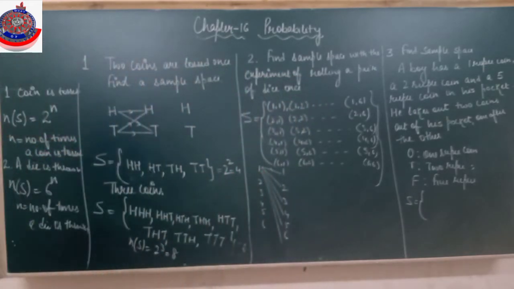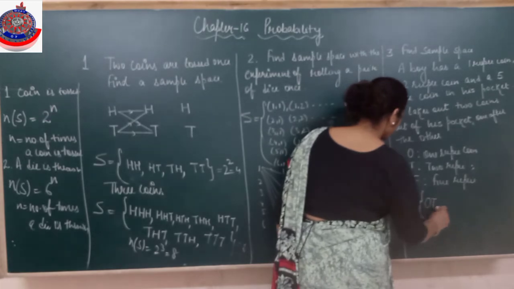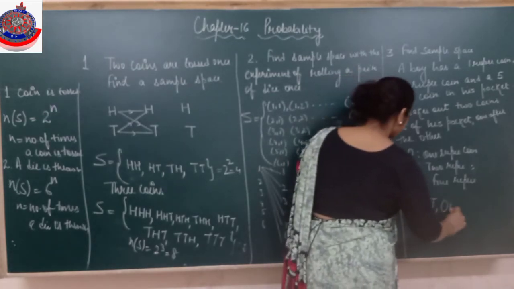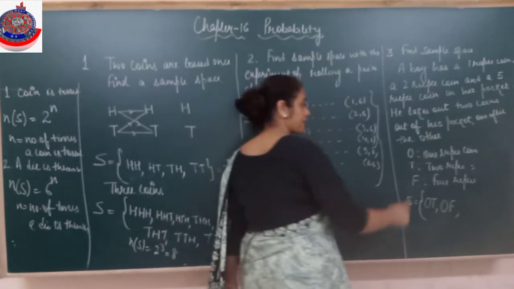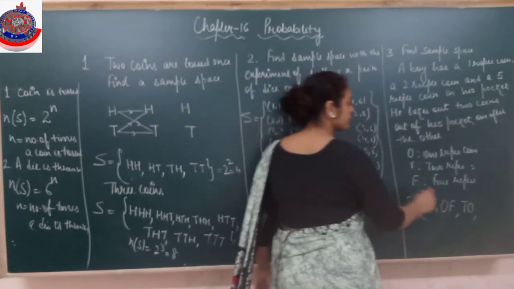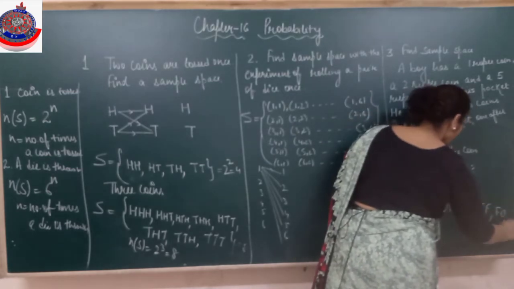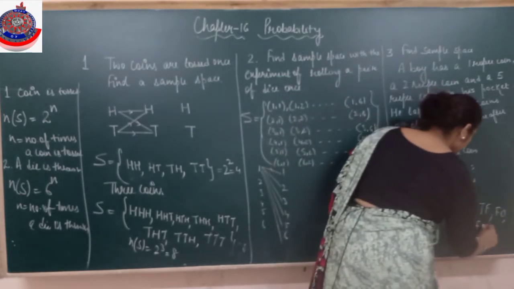Just tell me. I can get 1 rupee with 2 rupee coin. I can get 1 rupee with 5 rupees coin. I can get 2 rupees with 5 rupees coin. I just have to make it like that. So what are the possibilities? 1 with 2 rupee coin, 1 with 5 rupee coin. अब 2 rupees first पे ले लो. 2 with 1 rupee coin, 2 with 5 rupee coin, 5 with 1 rupee coin, 5 with 2 rupee coin. So these are the possible outcomes.